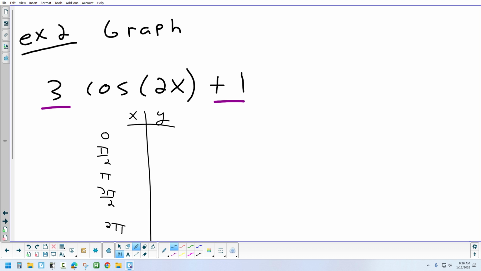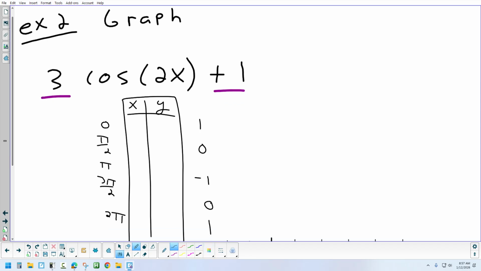Zero, 90, 180, 270, 360, each quarter point in the cycle. The y's are different. Can somebody tell me my original y values in the first positive cycle of cosine? Yep. 1, 0, negative 1. Right. Okay. Remember, those aren't the only y values.